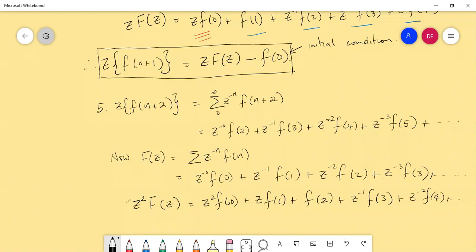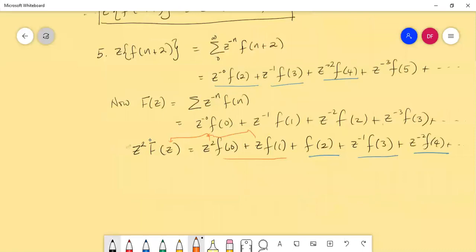And once again, if we look at this up top, we have the corresponding values f of 2, f of 3, f of 4, and so forth. So if we take these two values and carry them over to this side of the equation, we can say that the Z transform of f of n plus 2 is equal to z squared f of z minus z squared f of 0 minus z f of 1.